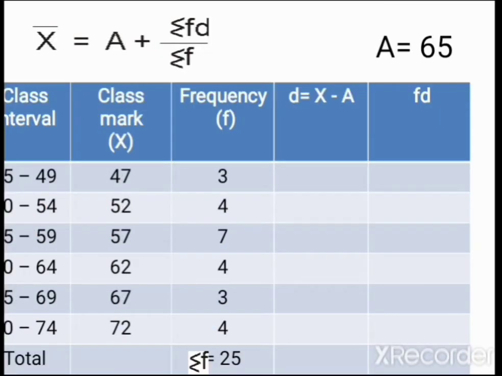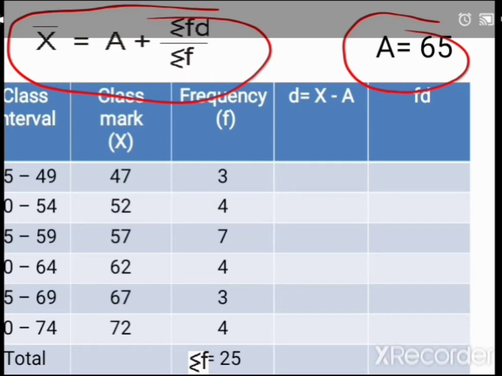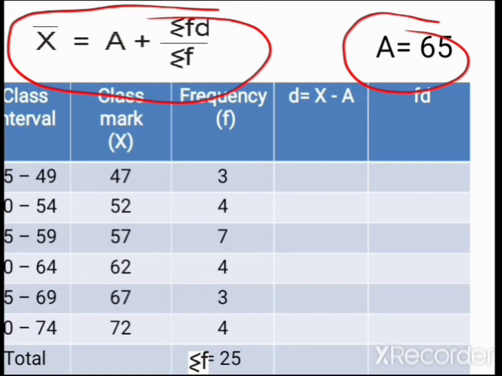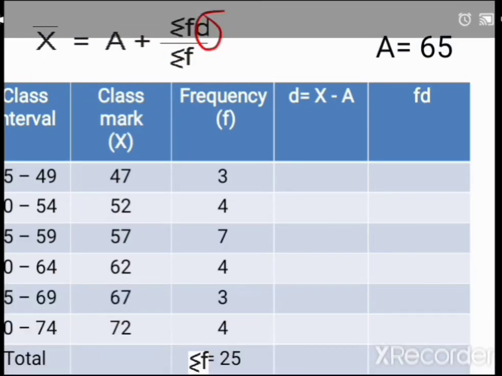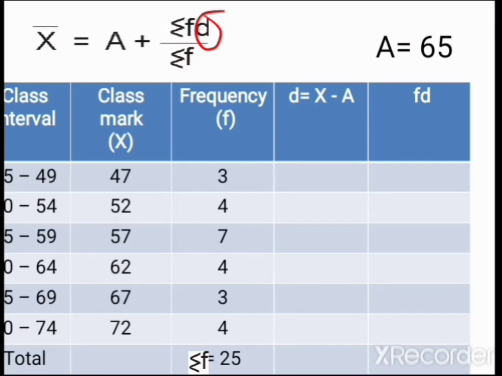Recall that the formula of the assumed mean is what? A plus summation FD divided by summation F. And I say I'm assuming is what? 65. So if we want to solve, the first thing we do is obtain our D. Look at the formula here. D is what? Deviation of each of the class marks from the assumed mean.